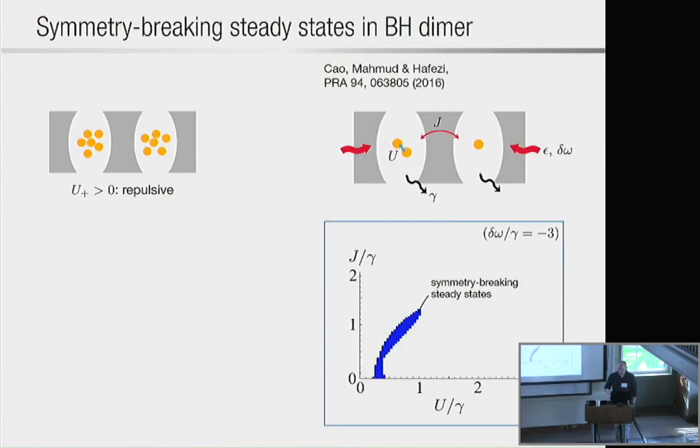That system was studied by Mohammad Hafezi and colleagues, and what they found was that in the case where there's repulsion, so we have a positive U, there's a region in this diagram, which shows the strength of U on the x-axis and the strength of the hopping J on the y-axis, where the symmetry between the two sides is spontaneously broken, and you have steady states where there's a sort of self-trapping, and bosons like to bunch up more on one side than the other.